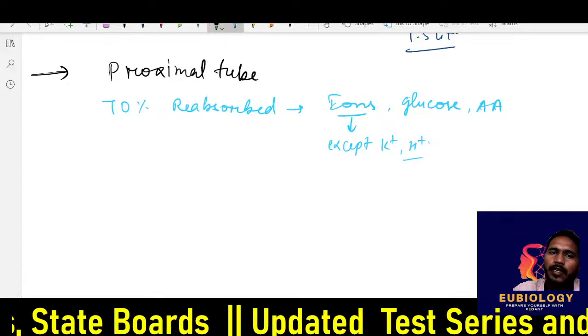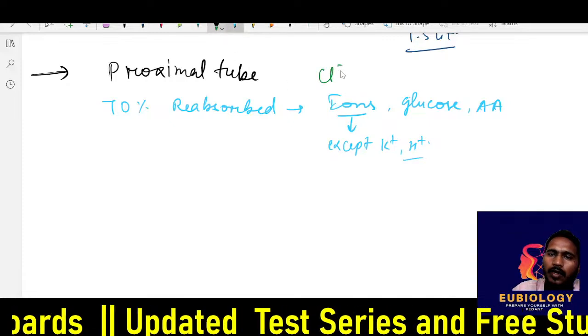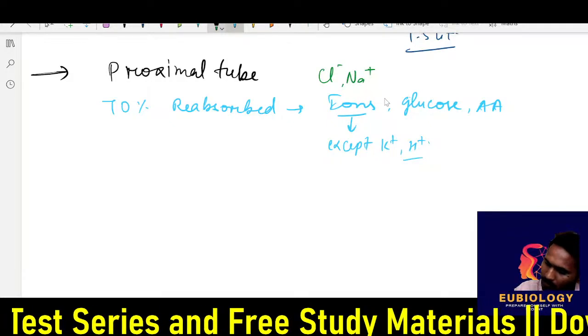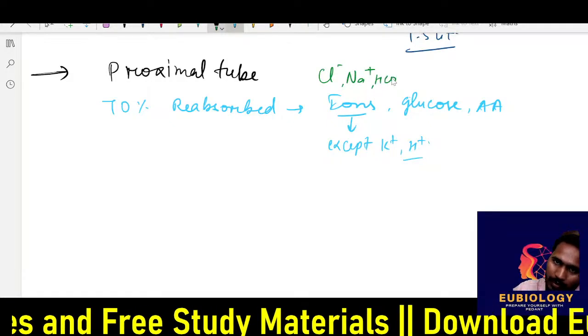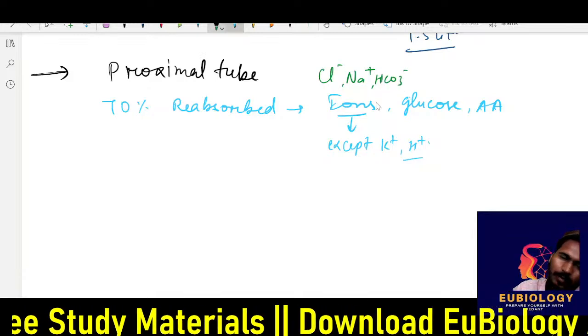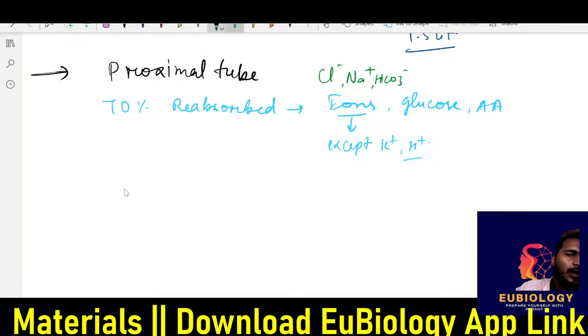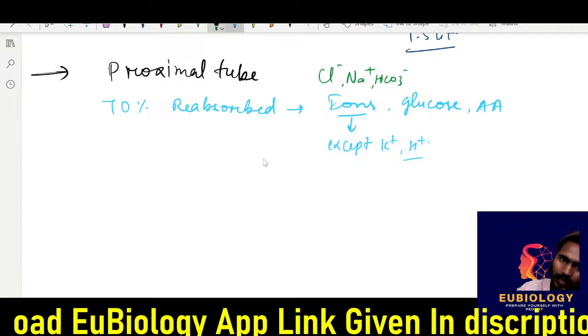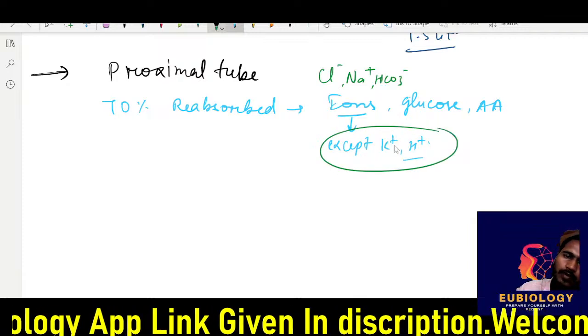What are the ions that will be reabsorbed? Like chlorine, sodium, bicarbonate. These ions will be reabsorbed. Got it? And secretion will occur. What will be secreted? So these things will go for the secretion.